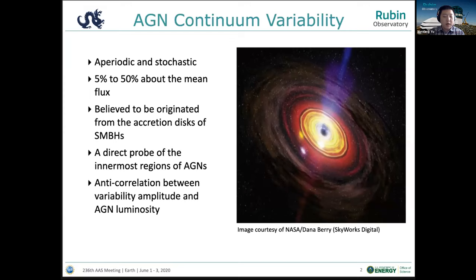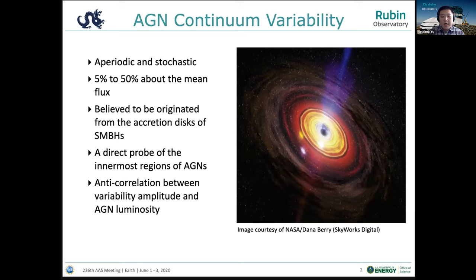get up to speed. So AGN variability is aperiodic and stochastic. The variation of its brightness can go from 5% to 50% above the mean flux. We think it originates from the accretion disk of supermassive black holes. It can also be used as a direct probe of the innermost regions of AGNs. Lastly, there's a well-established anti-correlation between the amplitude of AGN variability and the luminosity.